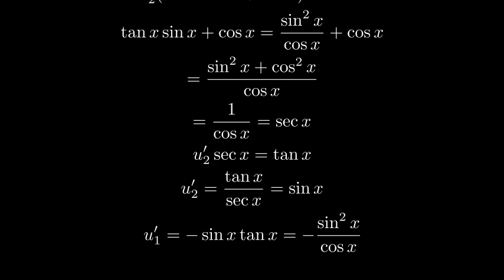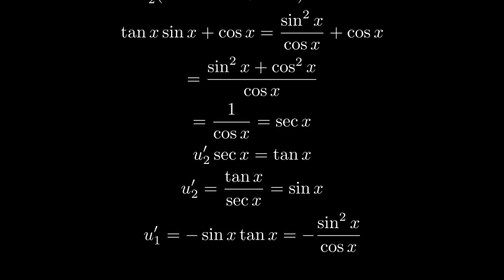We can rewrite this as u₁ equals negative the integral of (1 - cos²(x))/cos(x) dx, equals negative the integral of sec(x) - cos(x) dx, equals negative ln|sec(x) + tan(x)| plus sin(x). Now we can construct our particular solution.